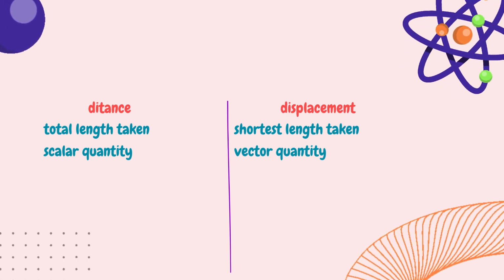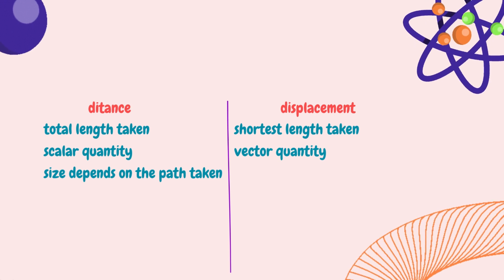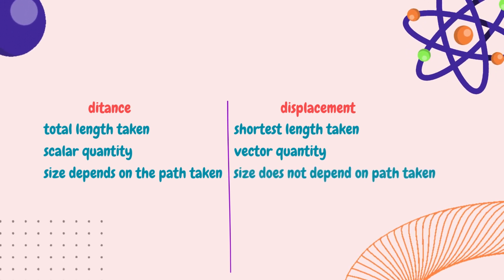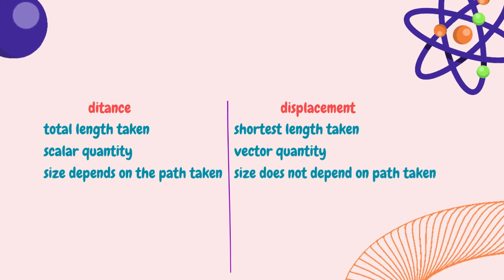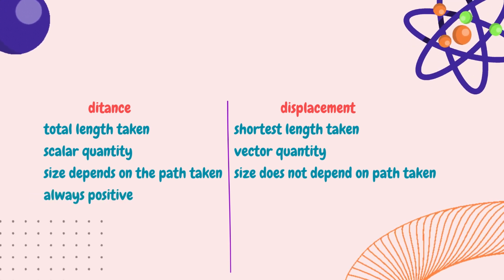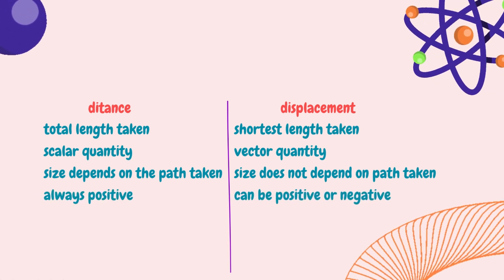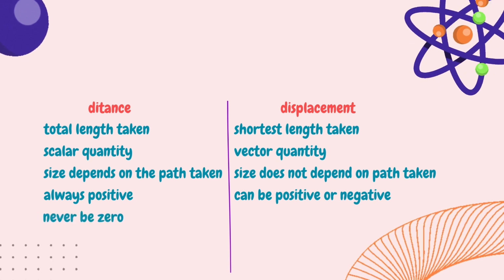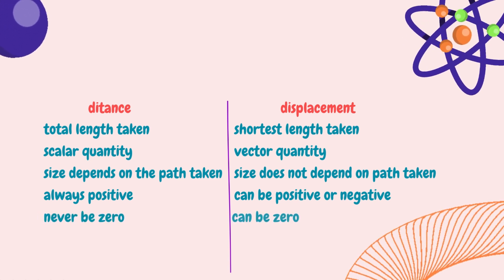For distance, the size depends on the path taken, while for displacement, the size does not depend on the path taken. Distance is always positive, while displacement can be positive or negative. Distance can never be 0, while displacement can be 0.